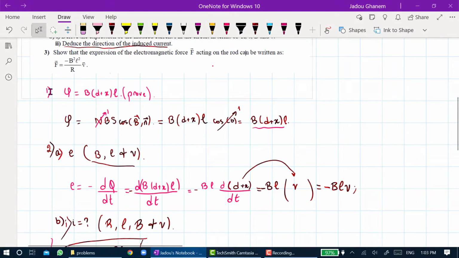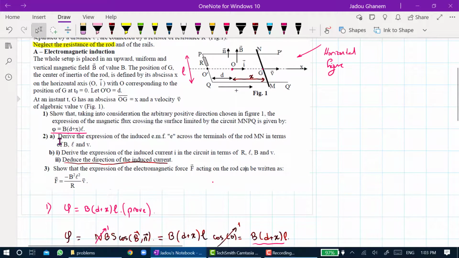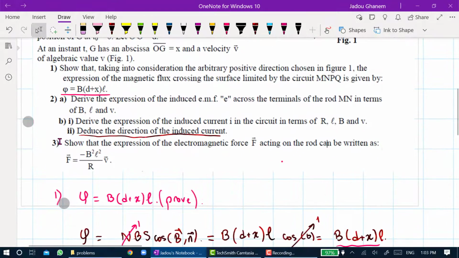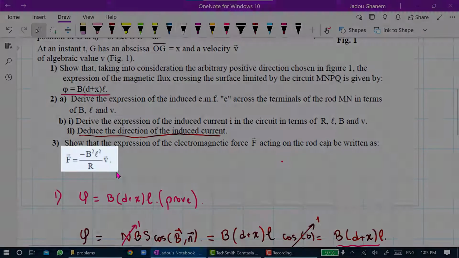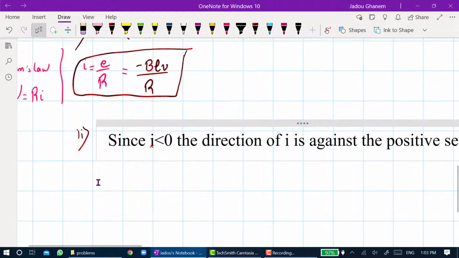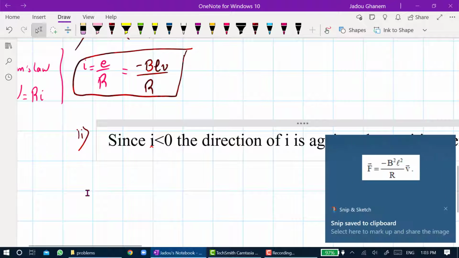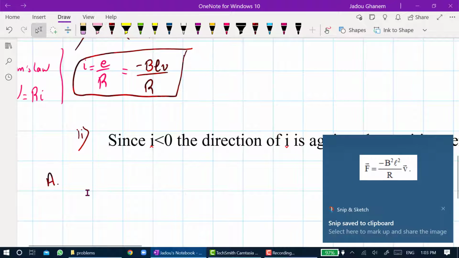Alright, let's move to the next part, part 3. Show that the expression of the electromagnetic force F acting on the rod can be written as this one. So let's try to copy paste this expression and try to seek for it. So A3.